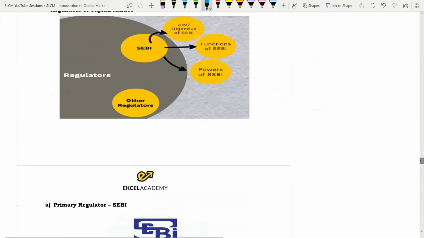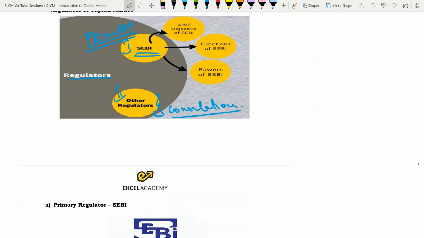Okay, like we have discussed, the market is regulated by the Securities Exchange Board of India and other regulators. I've divided it into the Securities Exchange Board of India and other regulators because the primary regulator is the Securities Exchange Board of India, and there are other regulators whose consultation is required by the Securities Exchange Board of India when certain policies or rules and regulations are passed by the board. It has to take place in consultation with these regulators before passing any kind of rules and regulations.